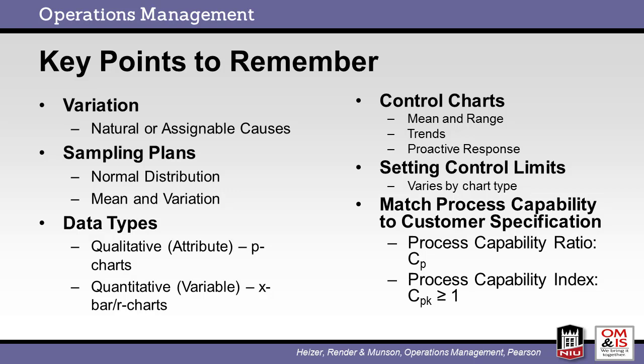These control limits are calculated in different ways for each control chart type and based upon the confidence or service level required. The process, while under control, may not match customer specifications. CP and CPK measure the alignment between the process capability and the customer specification. You want a CPK greater than or equal to 1.